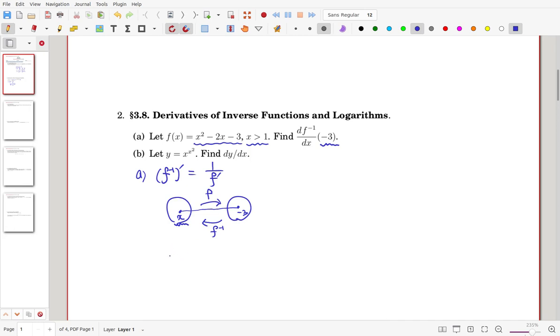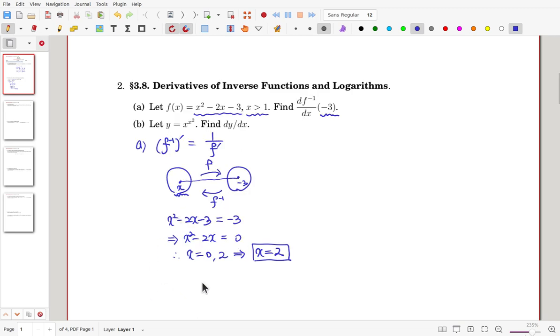What is f of x? That is x squared minus 2x minus 3. So f of x equals -3 implies x squared minus 2x equals 0, so we have x equal 0 and 2. But for f, the domain is x larger than 1, so the only possibility is x equal 2. Zero is not in the domain. So we found the point, and we have to measure f prime at 2.